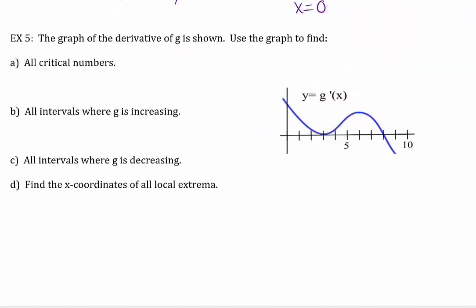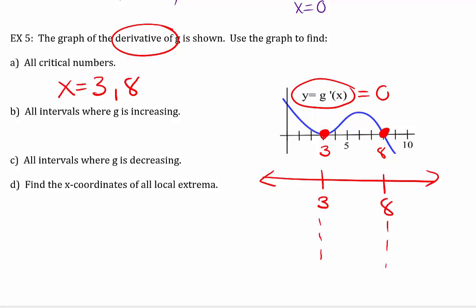Okay, one more example. In this last example, we're going to think about things a little bit differently. We are given the graph of the derivative of a function, and we're going to try to answer the same kind of basic questions here. So if this is a graph of the derivative and we want to find the critical numbers, those are places where that derivative equals 0. Places where that derivative is equal to 0 on this particular graph would be at x equal 3 and x equal 8.